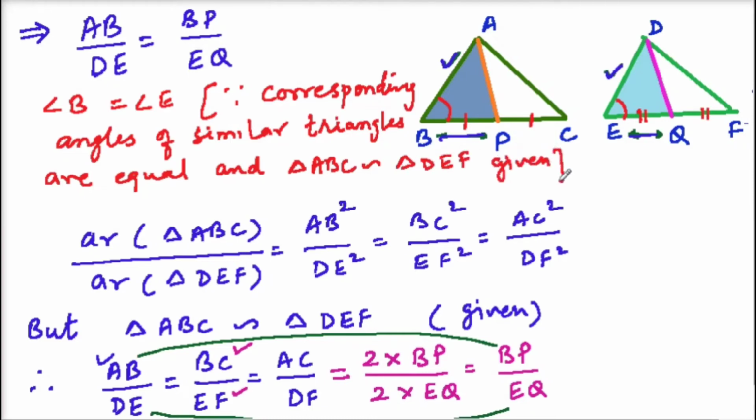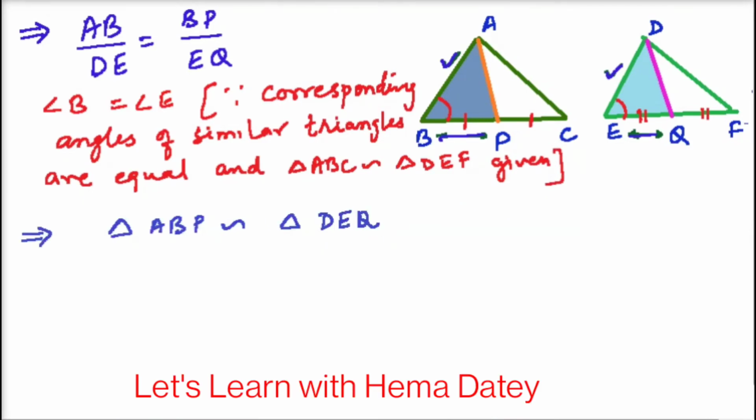Now by the conditions AB upon DE equals BP upon EQ and angle B equals angle E, we can say triangle ABP is similar to triangle DEQ. These two triangles are similar by SAS similarity criteria. Since the triangles are similar, the ratio of their corresponding sides will be equal.